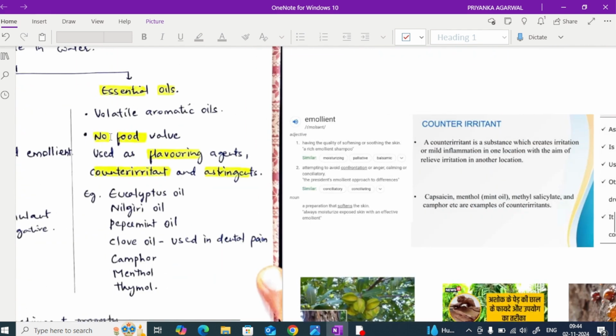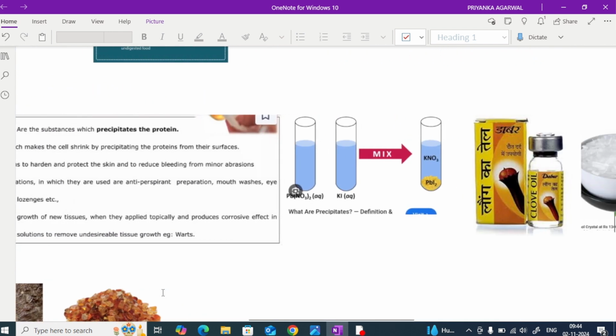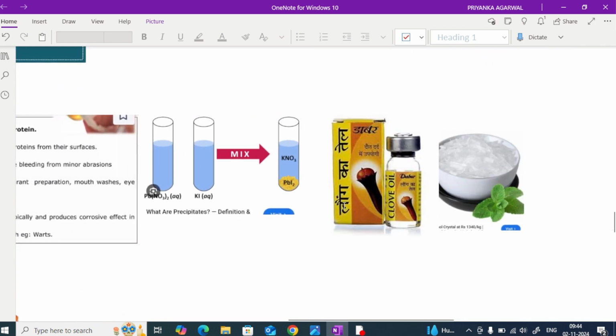So essential oils, they do not have any food values. They are used as flavoring agents, counter irritant and astringents. Okay, so these are the examples: eucalyptus oil, nilgiri oil, peppermint oil, clove oil, camphor, menthol and thymol. So we generally use this in our day-to-day life. Clove oil for the dental pain, and this will be the menthol.